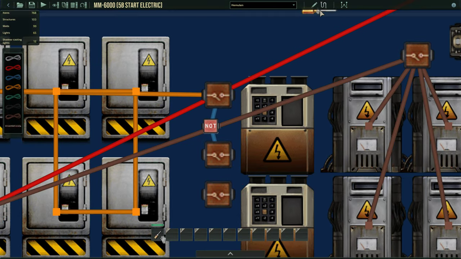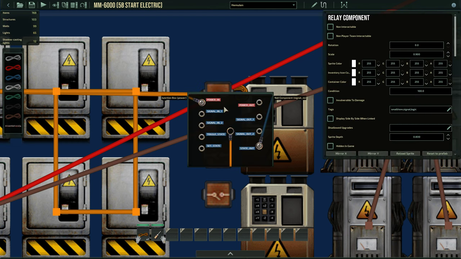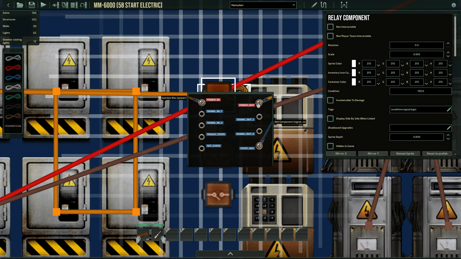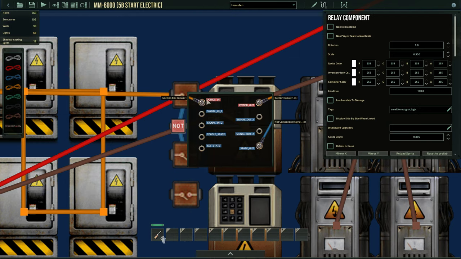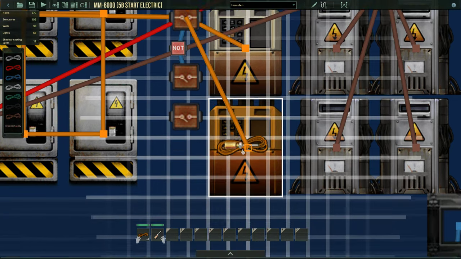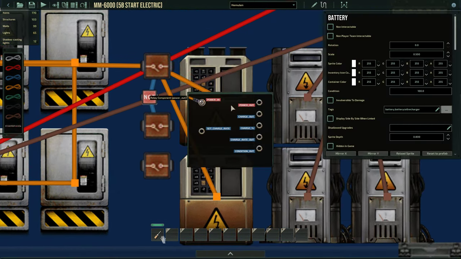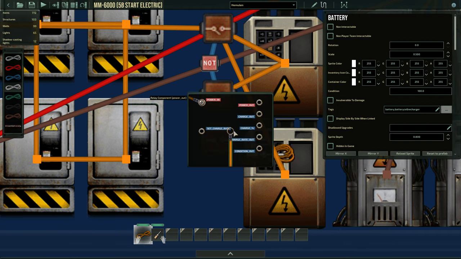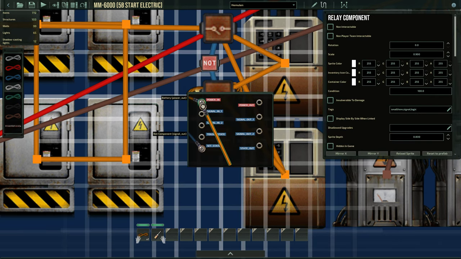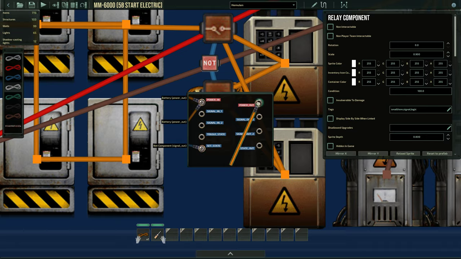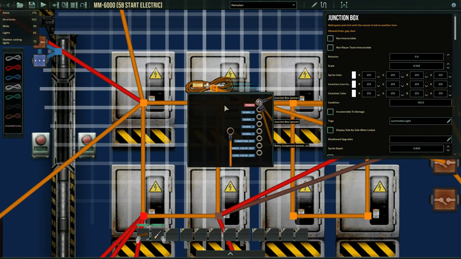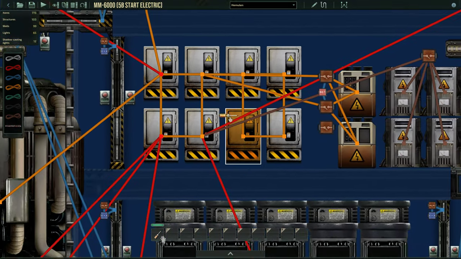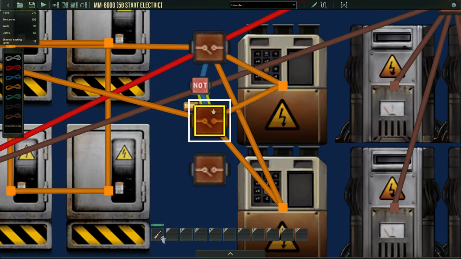So let's finish the connection by connecting the power out into the power in, and do that again, power out into the power in, and then power out of this into the power in of that relay, power out of that, power in of this relay, and then power out of this relay back into my junctions.